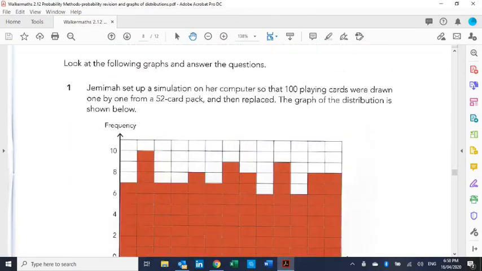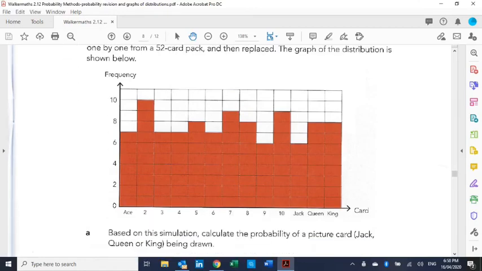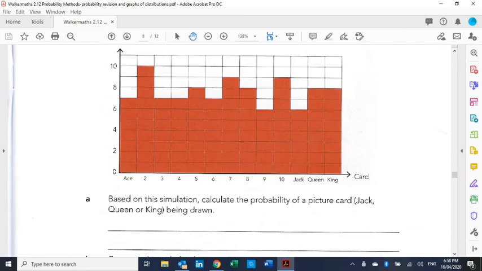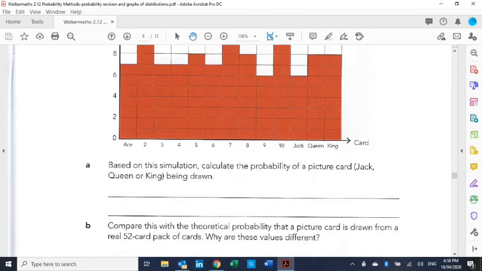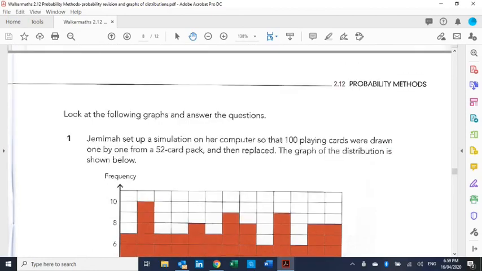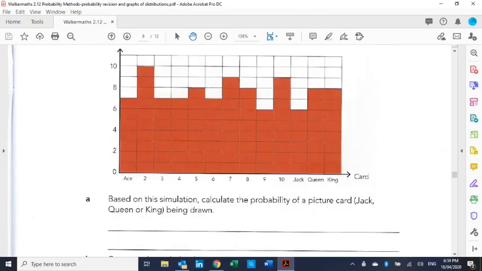Okay, so they're just going to give you some distributions, some graphs of distributions, and you're going to answer questions on them and calculate simple probabilities for those. Okay, be careful here. It says Jack, Queen, or King. This is not the or that means to add. This just means you want one of those three things to happen. Okay, so Jack, Queen, or King. So you'll add up these three columns. Okay, all right. So there is some simple information, a little bit of revision about probabilities, a little bit of revision on how to read a probability distribution or frequency distribution.